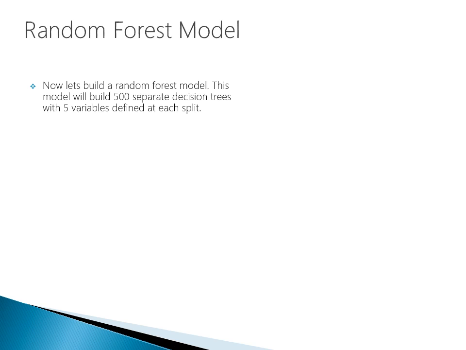Now, let's build a random forest model. This model that we're going to build with 500 separate decision trees. And we're going to define that we want 5 variables included at each split. When we run this, the OOB estimate of the error rate is 26.03.